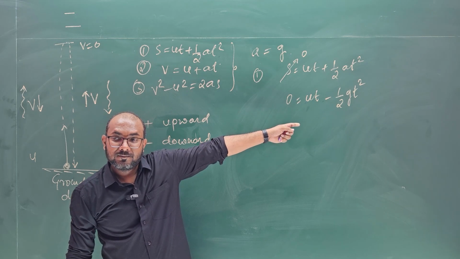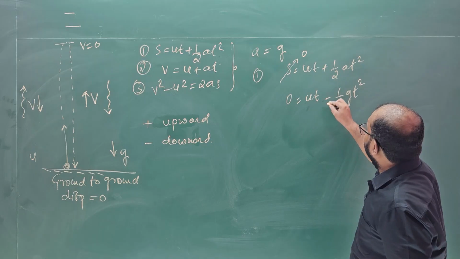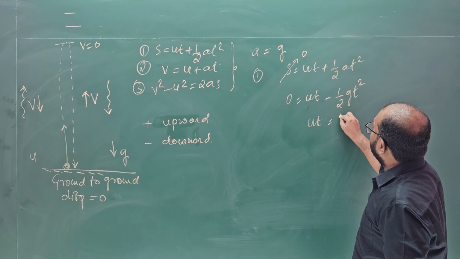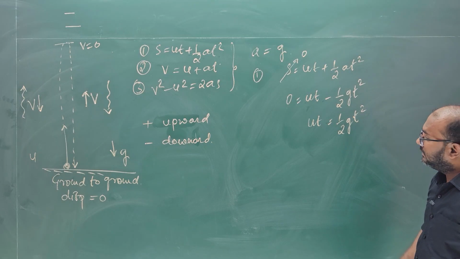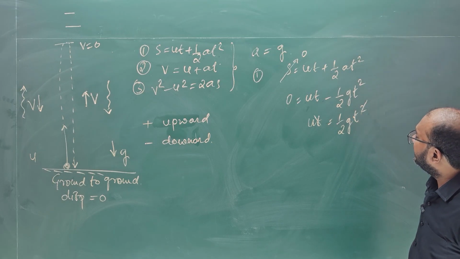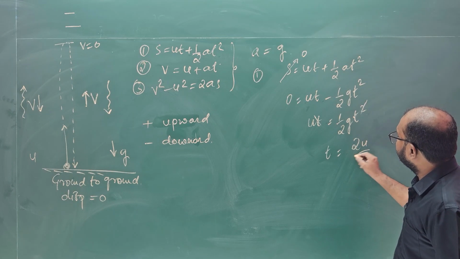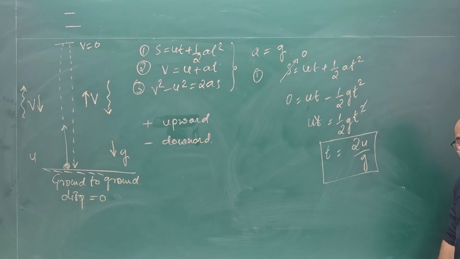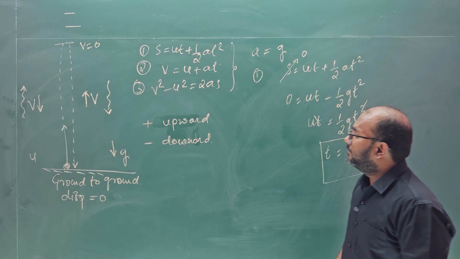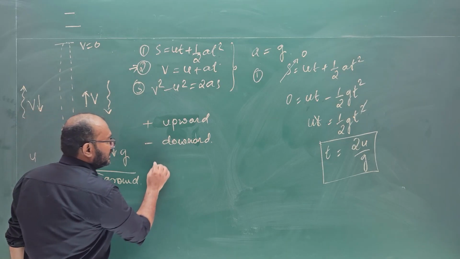Second reason. Okay. Now, over here, can I write ut is equal to half gt square? Can I write like this? Can I cancel this t and t? Or can I say that t is nothing but 2u upon g? 2u upon g. Similarly, if I want to use the second equation, what is our second equation?